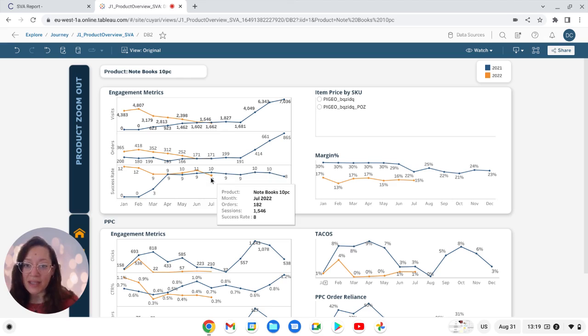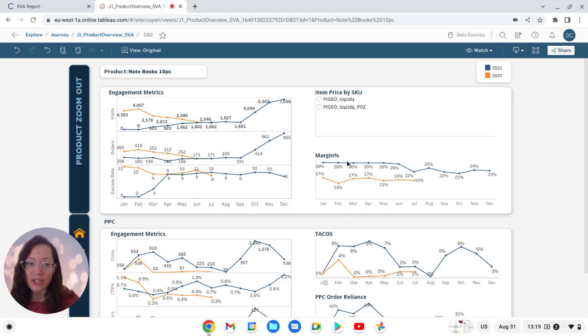And here we see that the success rate this year was 8, whereas last year it was 10, meaning this July, this item was selling at a higher rate. So even though there are fewer visits, the item is more popular and more people are buying.